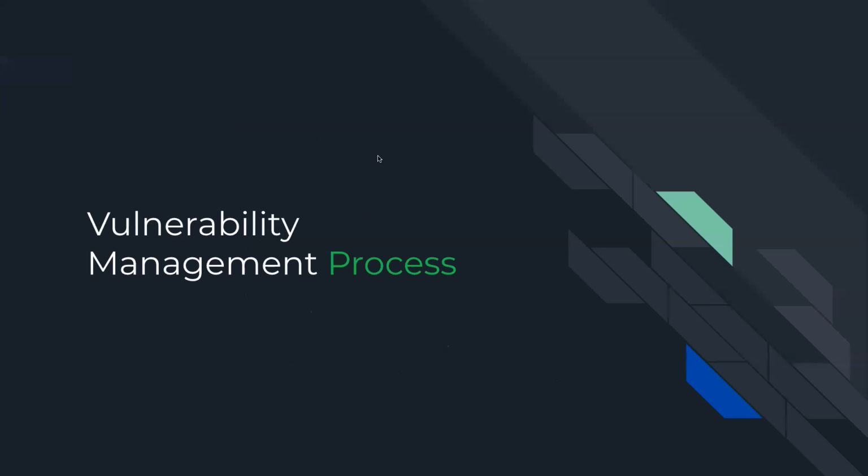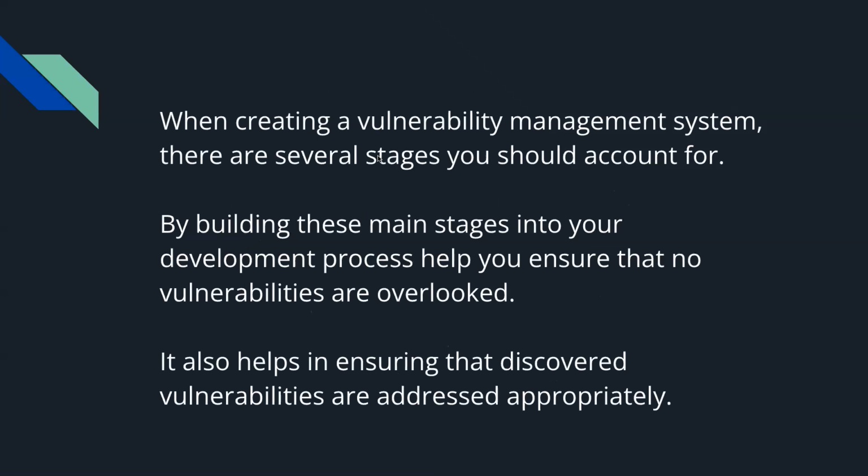So what is the process? How can we avoid having this in our system? When creating a vulnerability management system, there are a lot of stages involved, but mainly there are 4 stages that any person has to consider in the process to ensure that no vulnerabilities are overlooked. And having the system also helps us find vulnerabilities, and the found vulnerabilities are addressed appropriately.